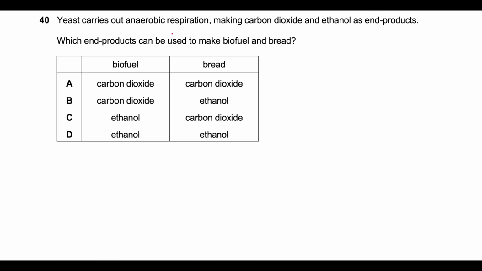Yeast carries out anaerobic respiration. That means oxygen is not available, making carbon dioxide and ethanol as end products. Which end products can be used to make biofuel and bread? Which end product? Biofuel, they need ethanol. So A is wrong, B is wrong. Maybe C or D. For biofuel, it's right. For bread, what helps? The carbon dioxide. So this is right, this is wrong. So the right answer here is what? C. Ethanol for biofuel, carbon dioxide for bread.